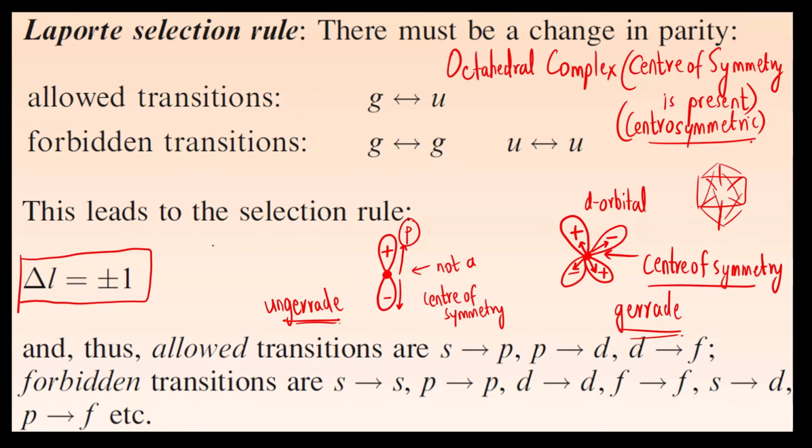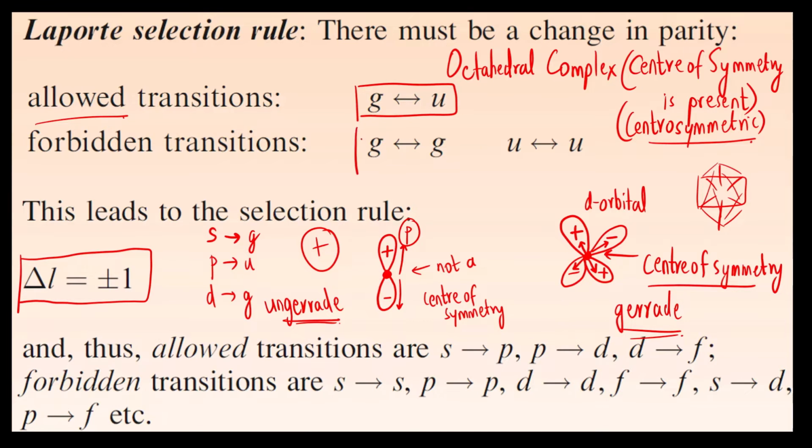Okay, so what about the s orbital? You can see the s orbital has one single phase, so it is gerade. The p orbital we saw just now is ungerade. The d orbital is gerade. So gerade to ungerade is an allowed transition, and gerade to gerade is a forbidden transition.